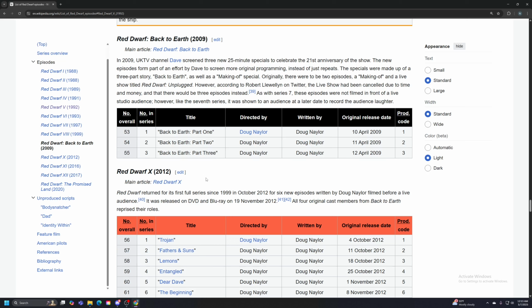Originally, there were to be 2 episodes, a making-of and a live show titled Red Dwarf Unplugged. However, according to Robert Llewellyn on Twitter, the live show had been cancelled due to time and money, and there would be 3 episodes instead.